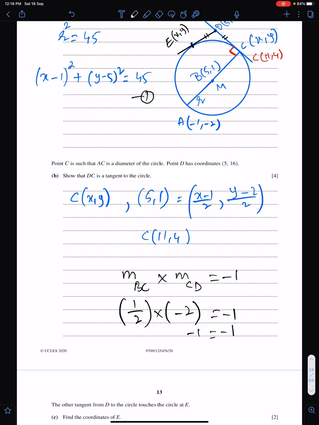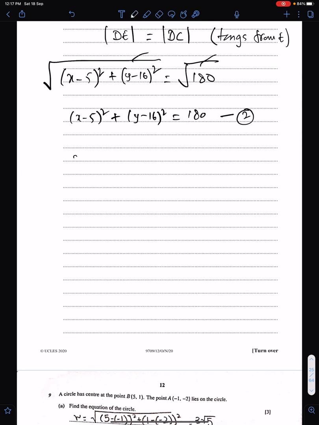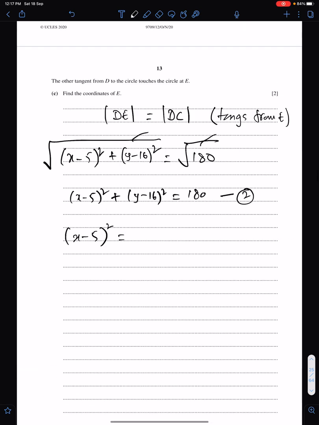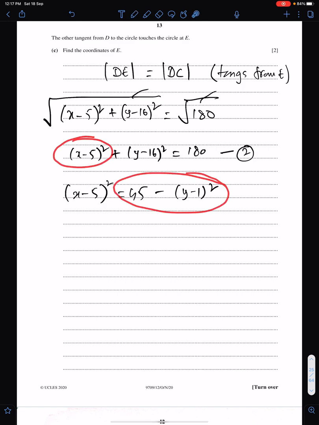So you need to make x minus 1 this thing subject. This first equation is wrong. It was by mistake. This should be x minus 5 and this should be y minus 1 because the coordinates of the center are 5 comma 1. So this is equation 1. We can make this thing subject from this equation. So by making (x minus 5) squared subject from the first equation, we have 45 minus (y minus 1) squared. So by substituting this value here, we can get this thing.